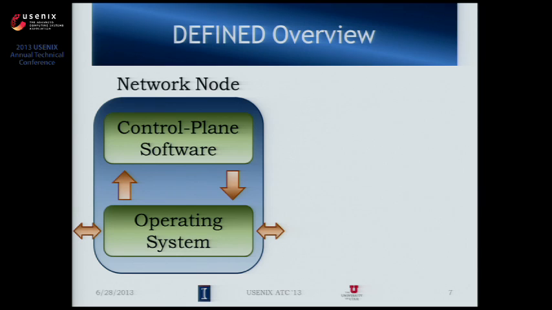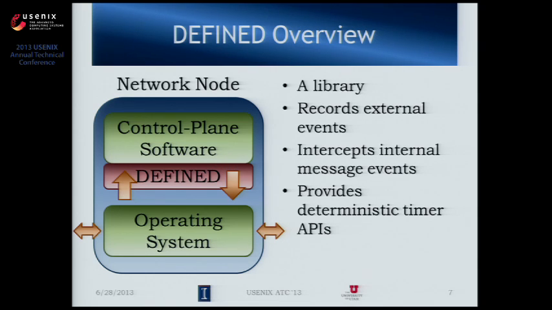To do so, instead of running control plane software directly on the operating system, we implemented Define as a library that intercepts and manipulates non-deterministic events before we deliver them to the control plane software. Define records external events using virtual times. In addition, it intercepts internal message events, orders them, and sends them to the control plane software in deterministic ordering and timing. Finally, we provide a set of deterministic timer APIs for the control plane software to use so that the result will be deterministic. We also wrap around some non-deterministic system calls so that the control plane software can run deterministically on a single network node.